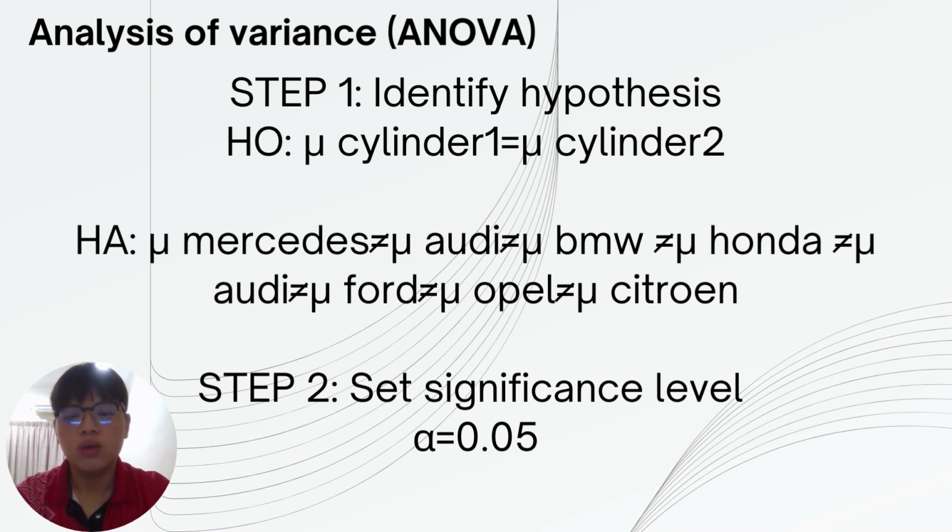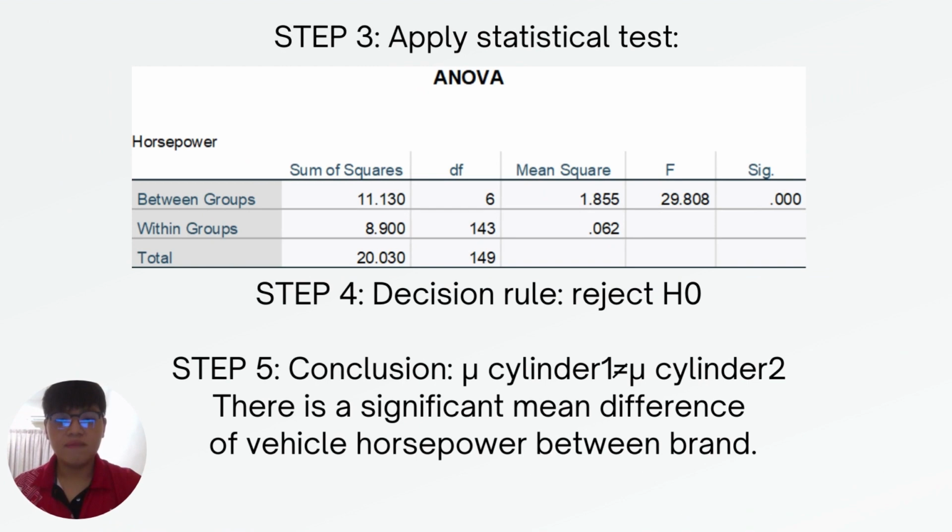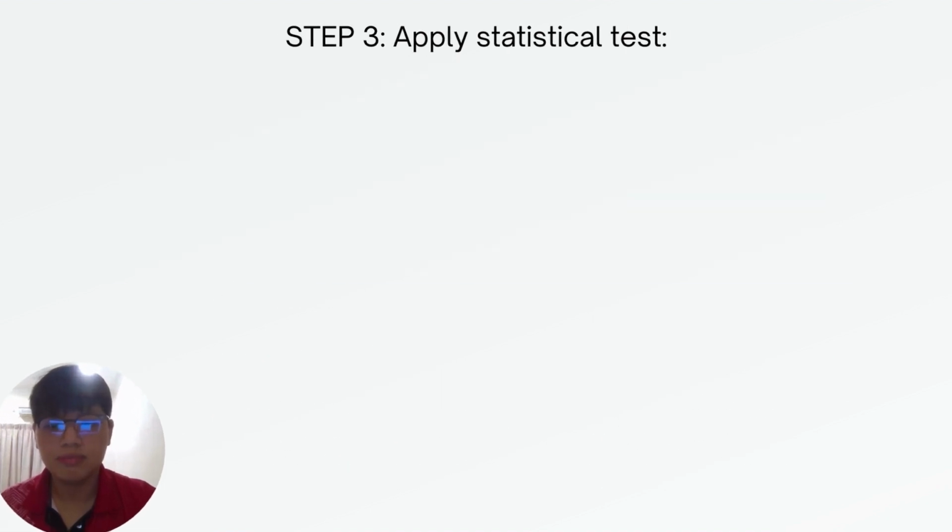When it comes to step 2, we also need to set the significance level, the same as in the independent sample test, alpha equals 0.05. In step 3, we also apply the statistical test to get the answer for the ANOVA. And then we found that the significance level of horsepower is zero. So when it comes to step 4, the decision rule is to reject H0. And step 5, conclusion: mu cylinder 1 is not equal to mu cylinder 2. There is a significant mean difference of vehicle horsepower between brands.